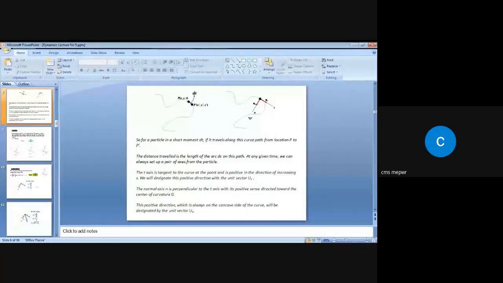Okay, so now we have the NT coordinate system, when we will take n as positive and when we will take t as positive. So n is clear, okay? n will be considered as positive if it is directed towards the origin.